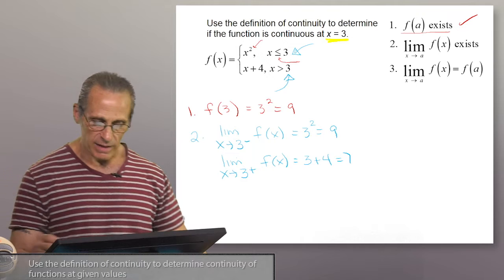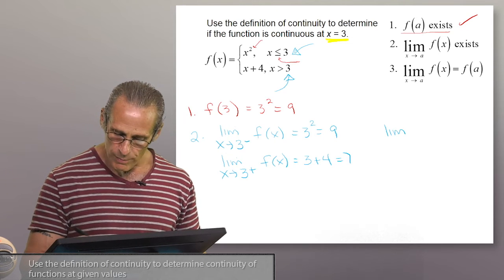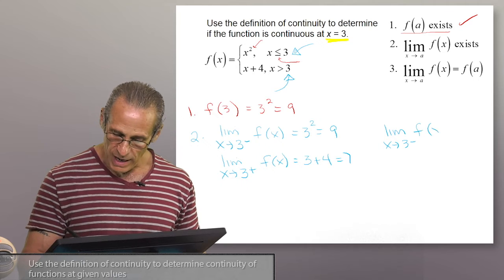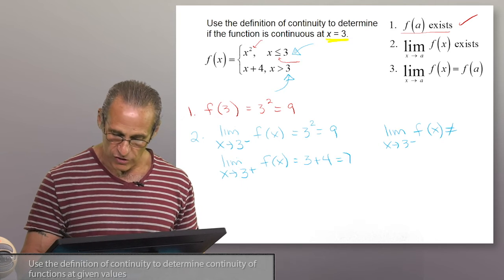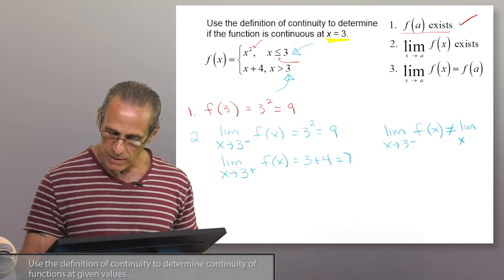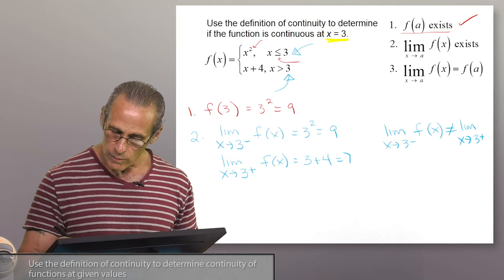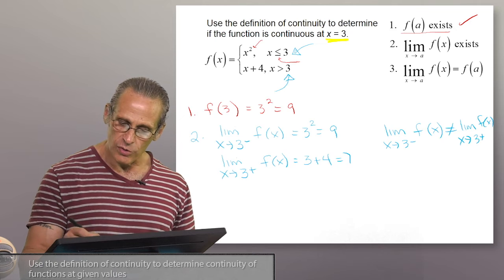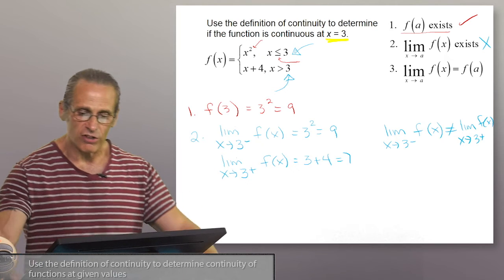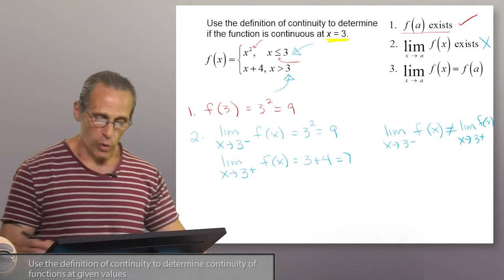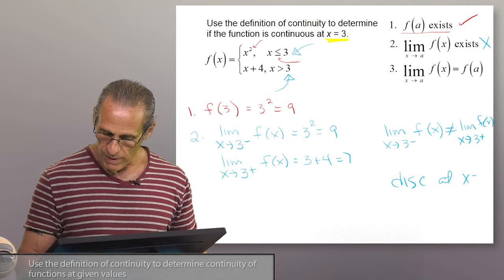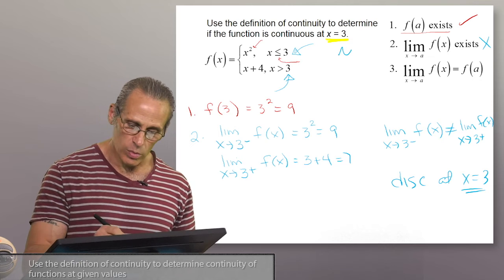And is my left-hand limit equal to my right-hand limit? Well, my left-hand limit as I approach 3 is a 9. My right-hand limit as I approach 3 is a 7. Absolutely not. So since they're not equal, this particular second criteria fails. So we're discontinuous at 3. Is my function continuous at 3? No.